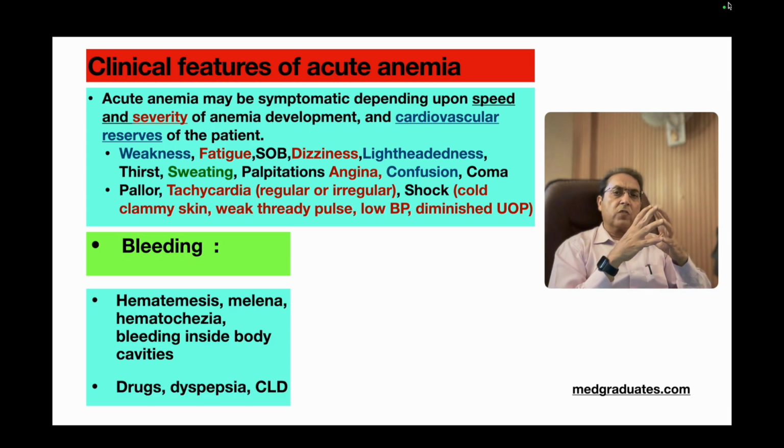Then take the history of drugs, for example, non-steroidal anti-inflammatory drugs. They can cause or worsen existing peptic ulcer disease. Is there any history of dyspepsia? And does the patient have chronic liver disease?